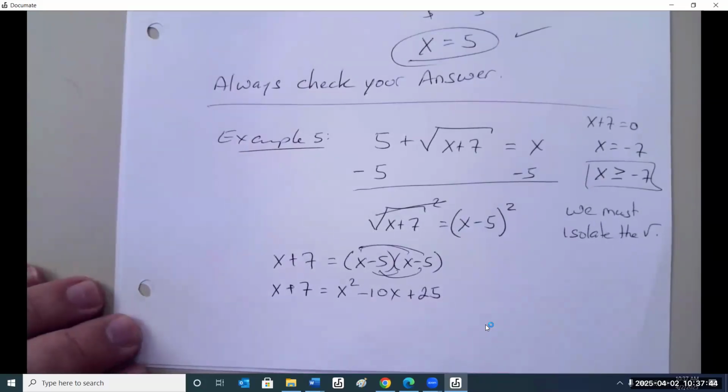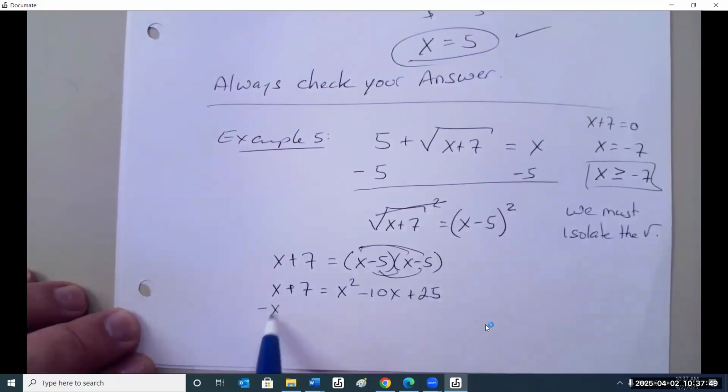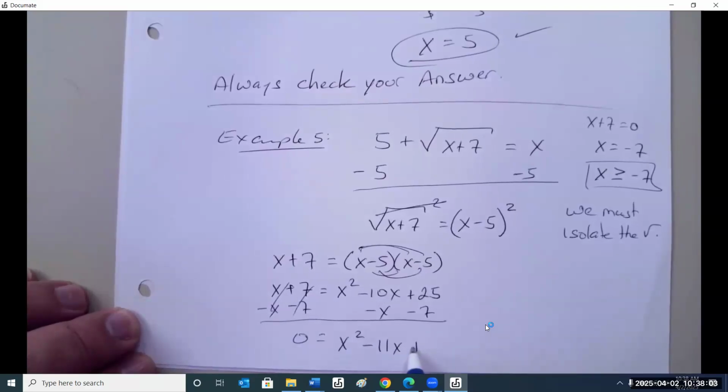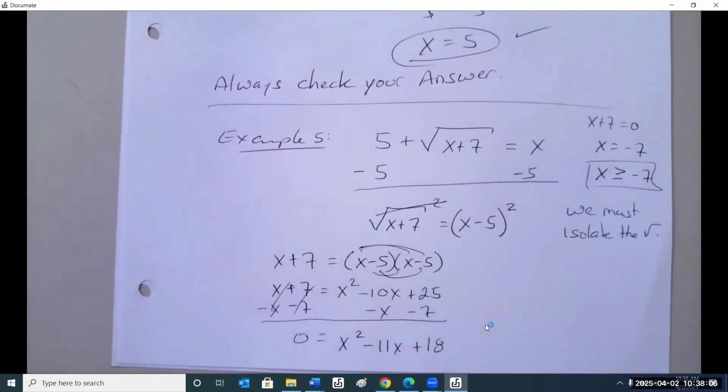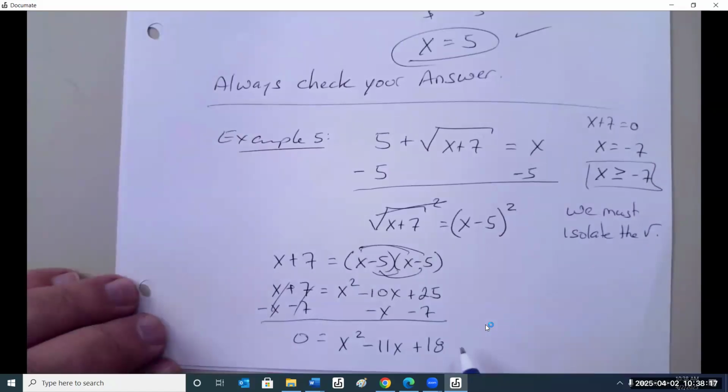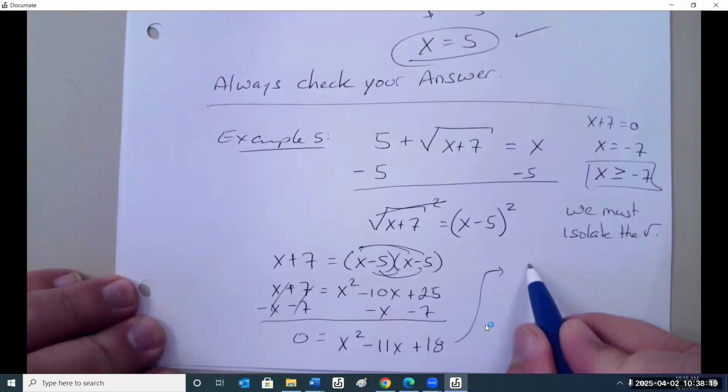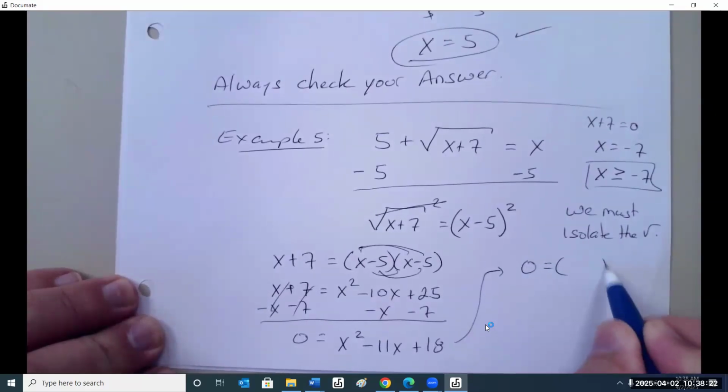So solve for x. Since it's a quadratic equation, we have to make it equal 0. So subtract x from both sides and subtract 7. We have x squared minus 11x plus 18. Okay, I see what it is. So now what we gotta do is factor it if possible.